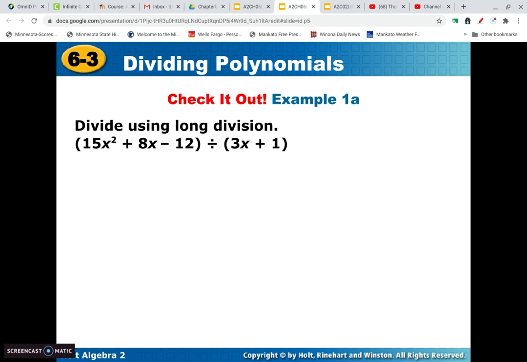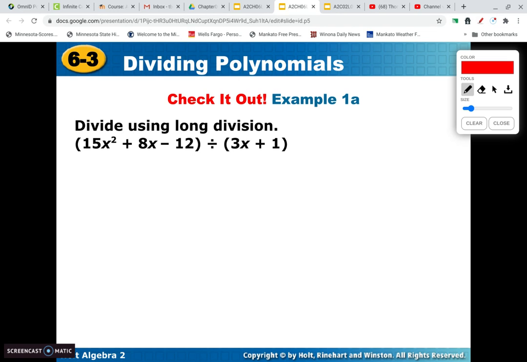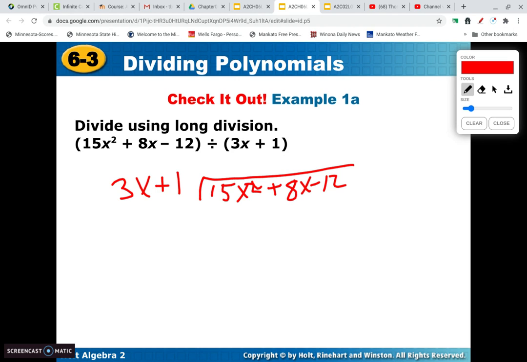Okay, so let's go through one of these ourselves and get it all set up. Let's take the 3x plus 1. That's going to be what we have outside here. We're going to divide that into 15x squared plus 8x minus 12. That's a squared right there. So we have to right away think, what's 3x times what gives us 15x squared? Well, that's going to be a 5x. So 5x times 3x is 15x squared, just like we designed it. But then we also have to multiply it by the 1, and so we get plus 5x.